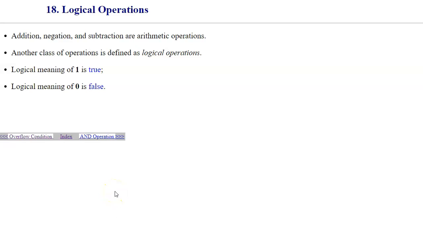Next discussion here is about logical operations. Addition, negation, subtraction are arithmetic operations. So we also need to consider some logical operations before we actually start looking closer at arithmetic operations on bit patterns in computer memory. The logical meaning of 1 is true, and the logical meaning of 0 is false. So that's just a Boolean representation of true and false by using a single bit.